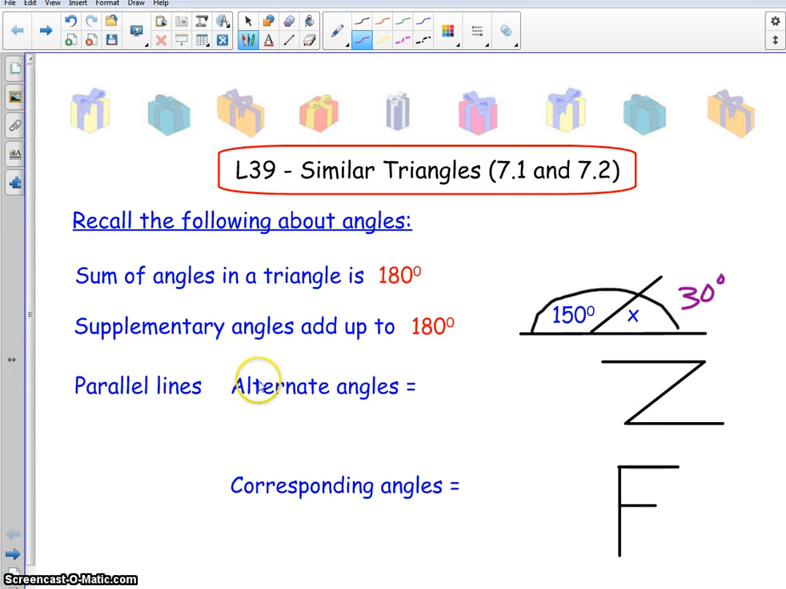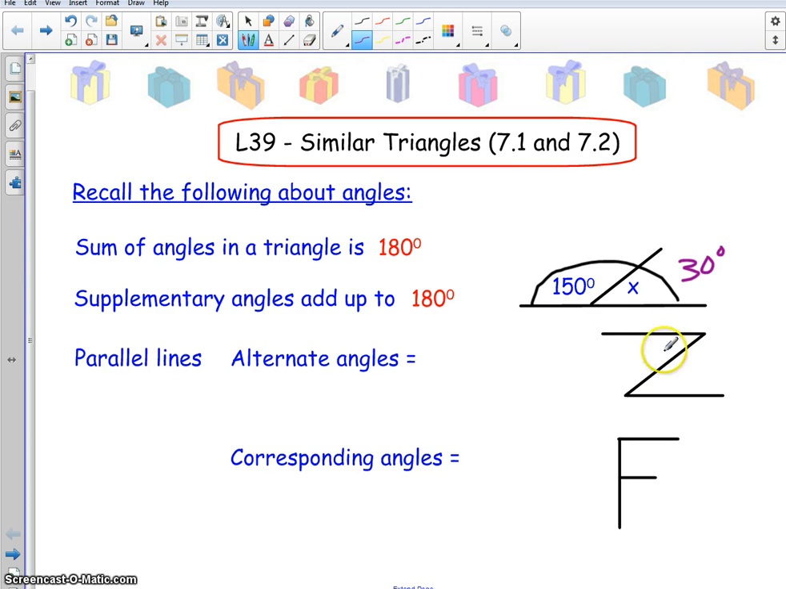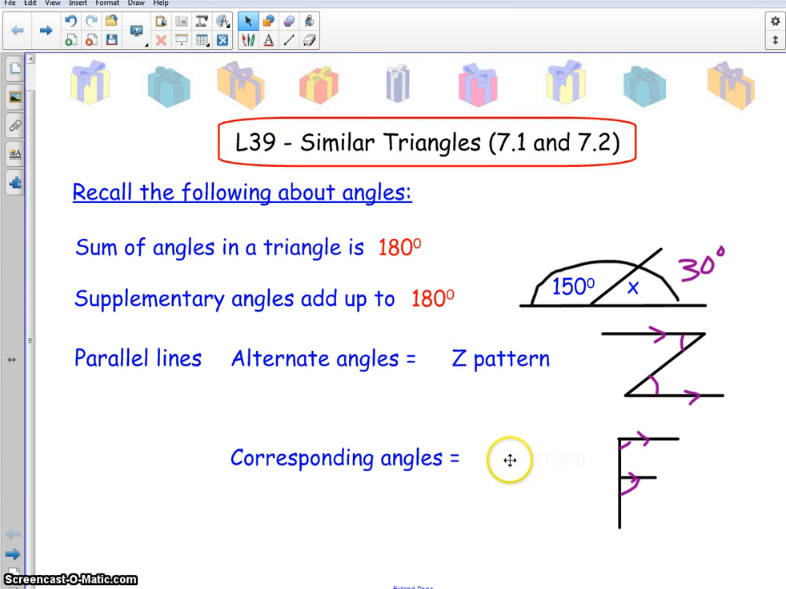Some other things that you saw in previous grades, the Z pattern, also known as the alternate angle theorem. If you have two lines that are parallel here, what you may remember is that in this situation these two inside angles are going to be the same. You also saw an F pattern back in grade 9, and that one told you that if you had two parallel lines right here, the two angles inside that F, so to speak, would be the same. That's also known as the corresponding angle theorem.